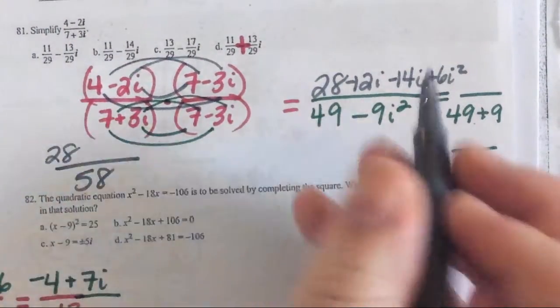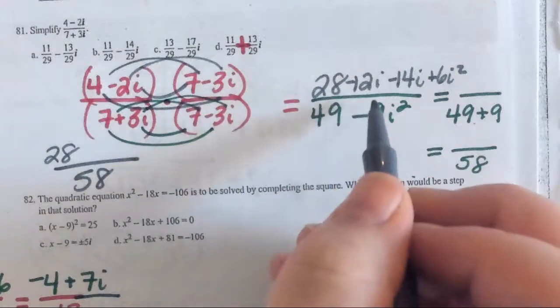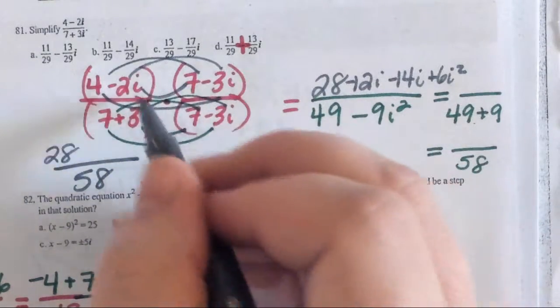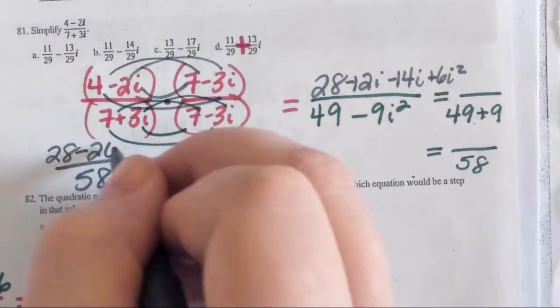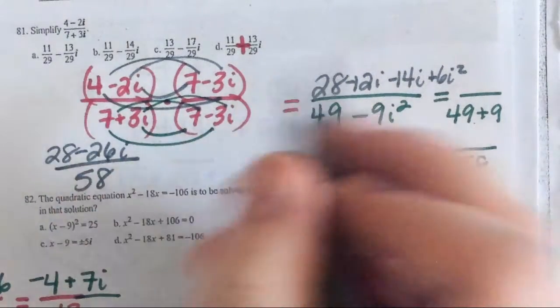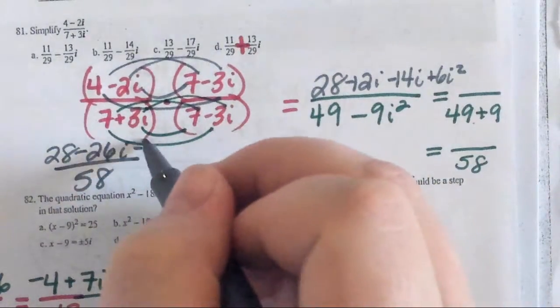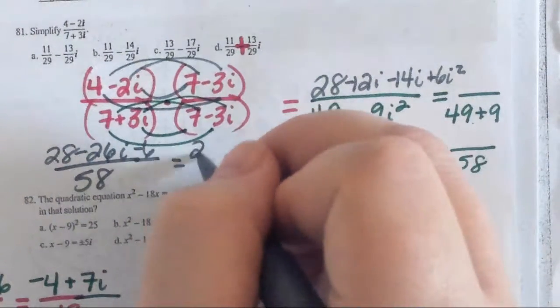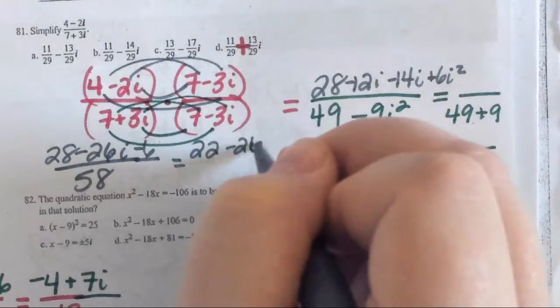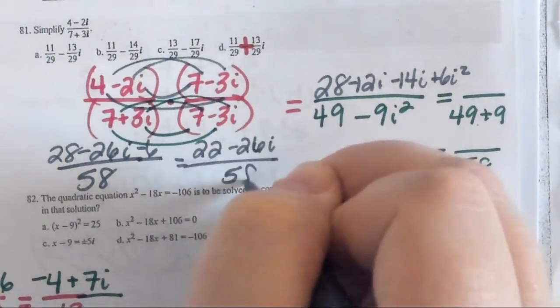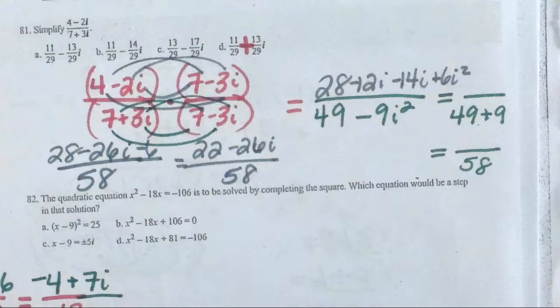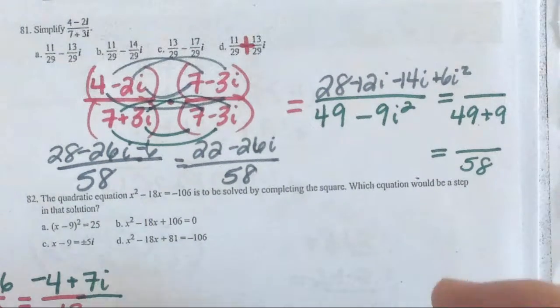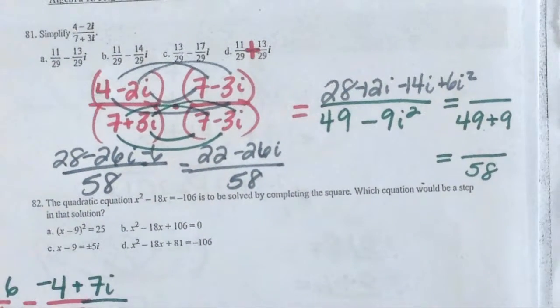So let's see. 28 minus 12 minus 14 is minus 26i. And then 6i squared is really a minus 6. So I get 22 minus 26i over 58. Oh no, that is not any of the answer choices. I don't know. What am I going to do?